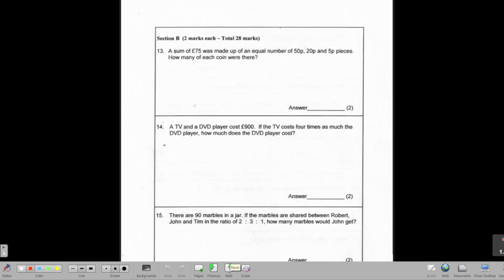Question 13. A sum of 75 pounds was made up of equal number of 50p, 20p and 5p pieces. So 50p, 20p and 5p, that is 75p. How many 75p in 75 pounds? So 75 pounds divided by 75p. So that means 100 of 50p, 100 of 20p, 100 of 5p. So 100 of each.